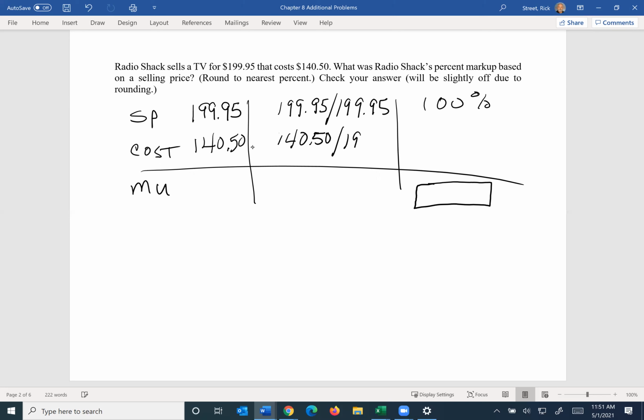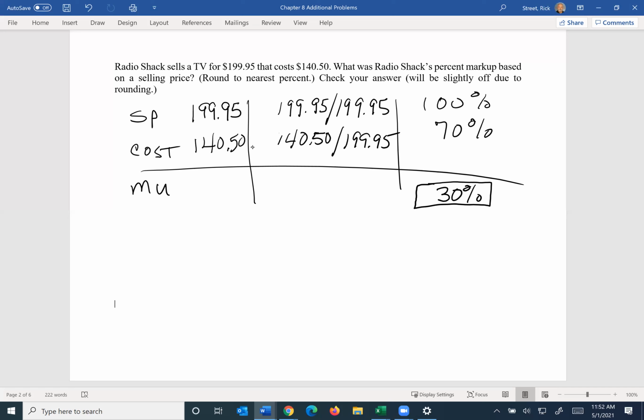140.50 divided by 199.95. And that is our cost percentage. Once we have that, we just subtract. So let's take 140 and 199.95 and divide that. And we get 70.2 or 70.3. It says round to the nearest percent. So we're just going to go 70%. And that makes our markup 30%. Again, that's the answer.